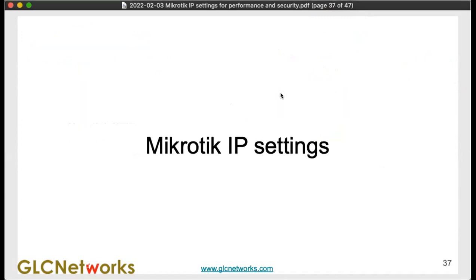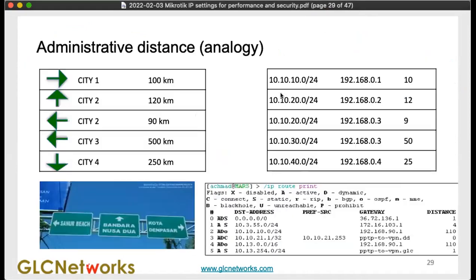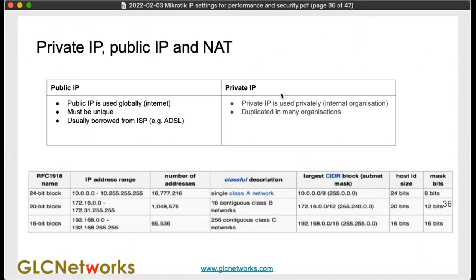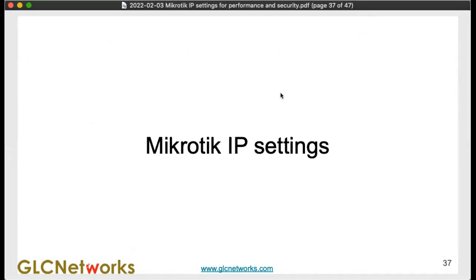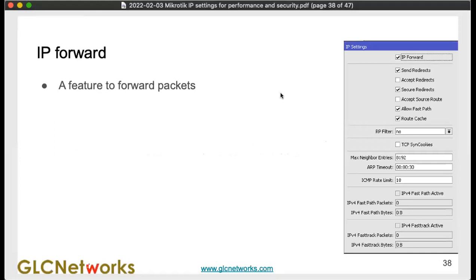Okay, so let's go to IP settings, Mikrotik IP settings. These are the prerequisites that you need to understand. If you don't understand, please do, because otherwise you'll be missing out here. So let's talk about Mikrotik IP settings. You can see the menu, just go to IP and then IP settings. There you can see these parameters on your Winbox.